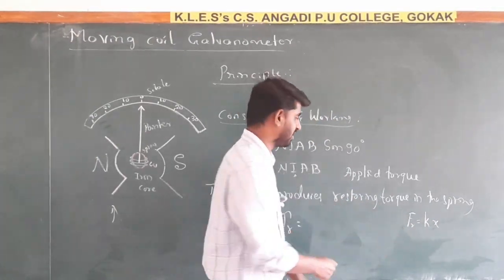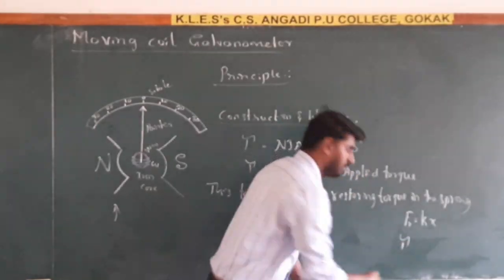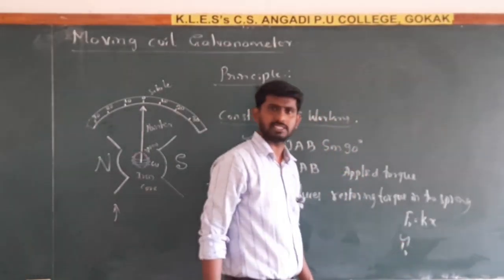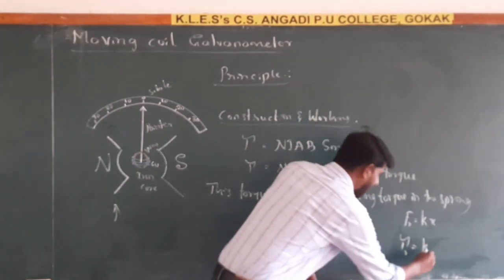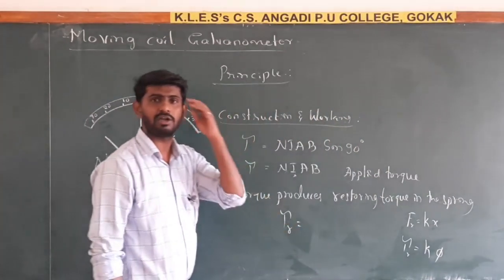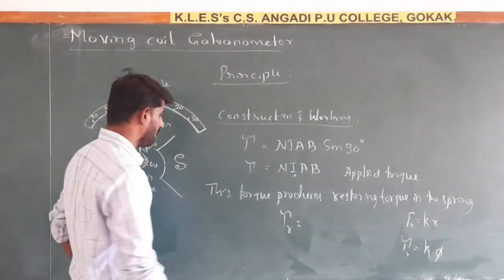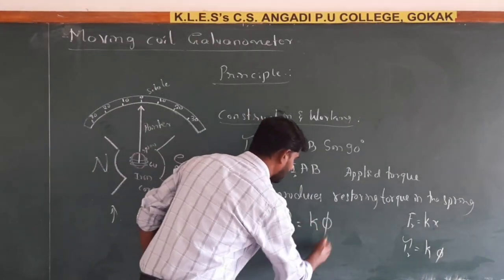So for rotational, instead of writing force, we'll write the torque, restoring, with subscript r, and k as it is. Instead of writing the linear displacement, I'll write the angular displacement and the symbol is phi. Okay, so now tau r is equal to k into phi.